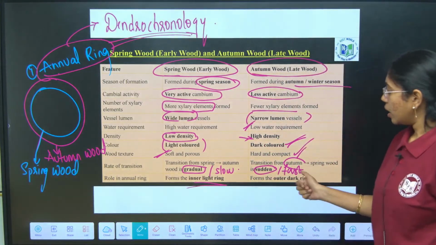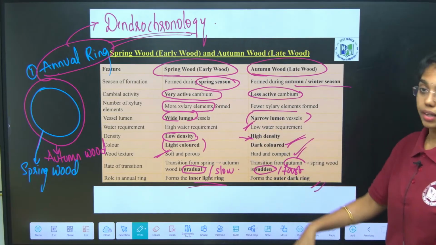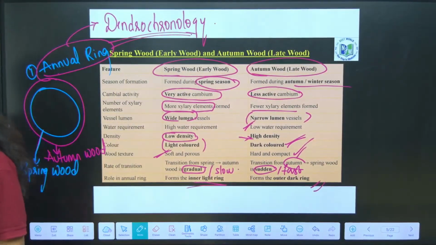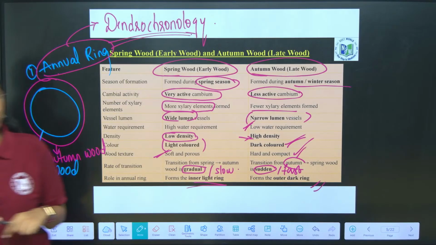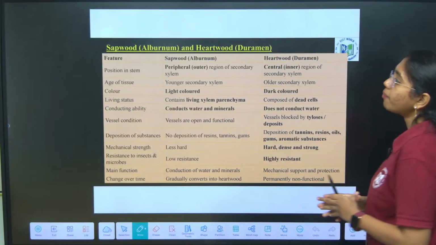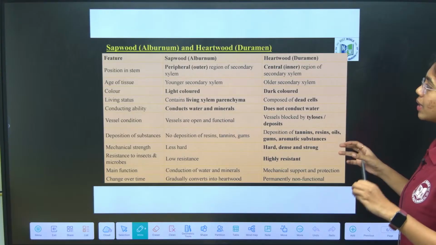Okay. And then this forms the outer dark layer, and spring wood forms the inner light layer. If you want, you can take a screenshot of this very important slide. Then you see here sapwood, which is also addressed as alburnum, and heartwood, which is also known as duramen.